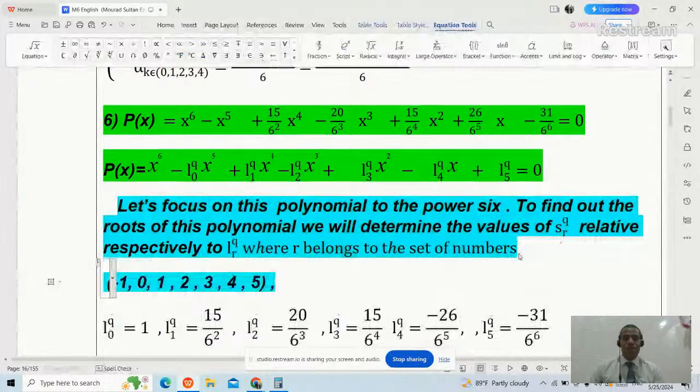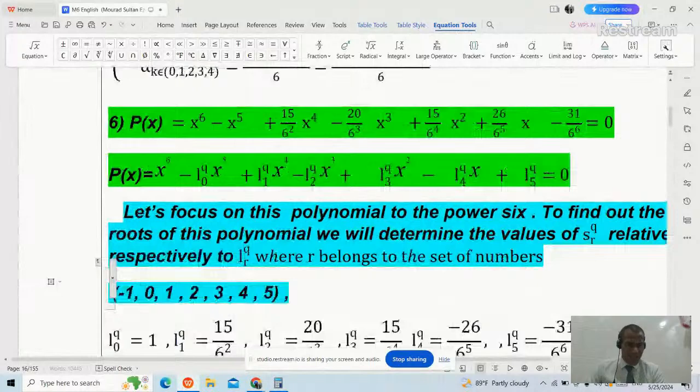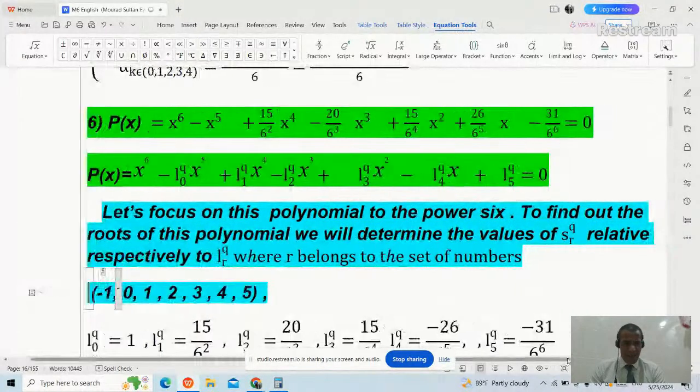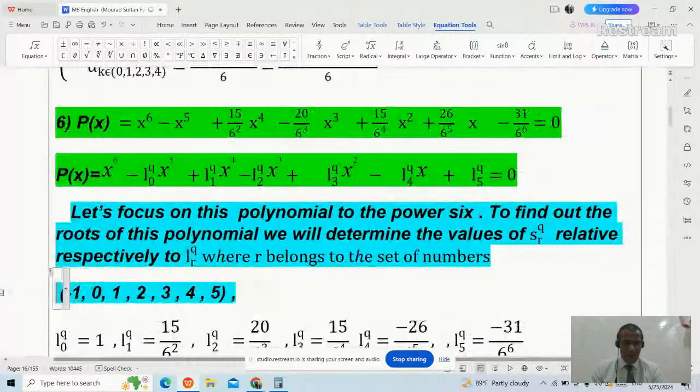Then learners, we can adjust. Let me make it bigger for you, like that, so everyone can see. Yes, I thought that's bigger.